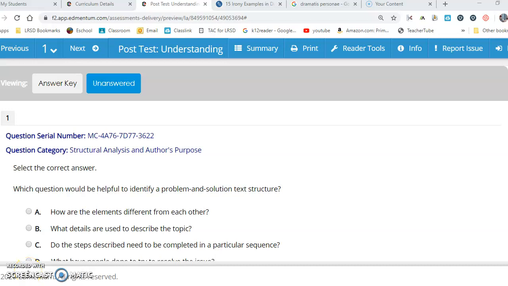Okay, so I'm going to go over this post test for Unit 1. I still want you to try and do your best on this, so don't just go, I'm not going to just give you all the answers. I want you to think about this. So we're talking about the structural analysis and author's purpose on question 1.